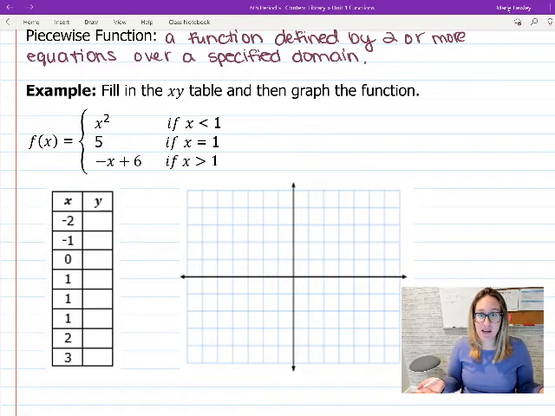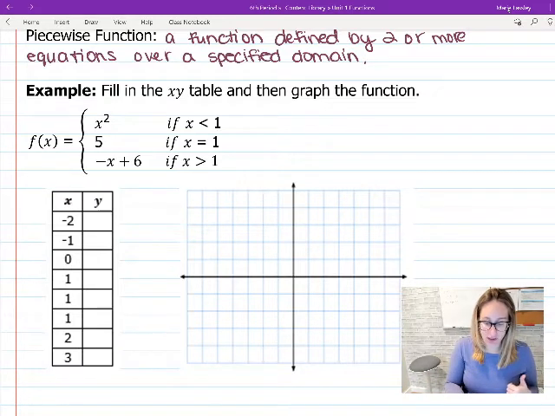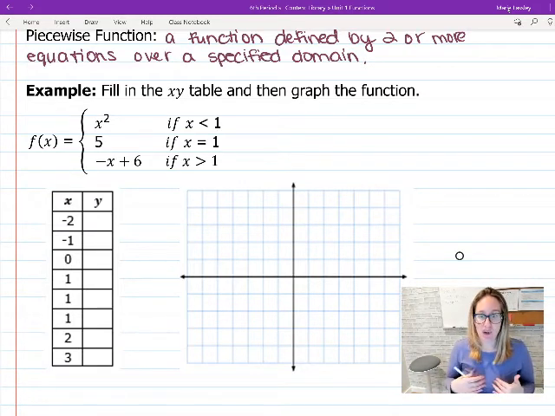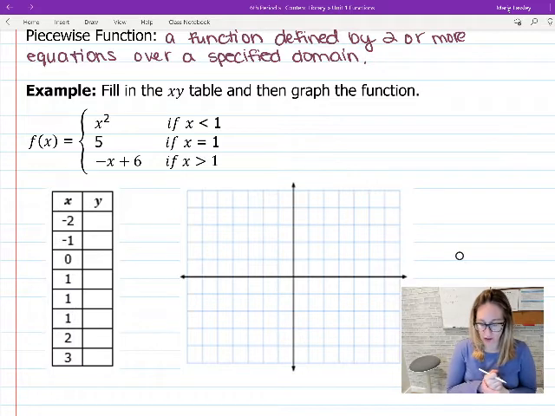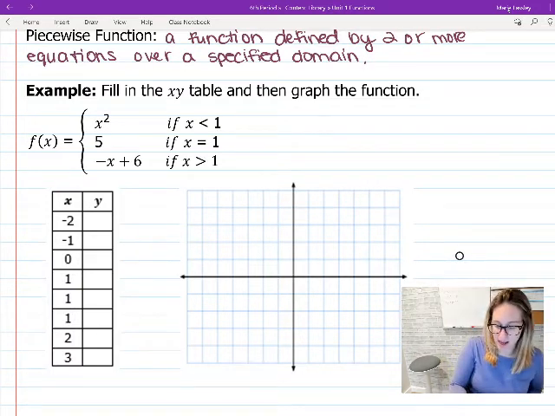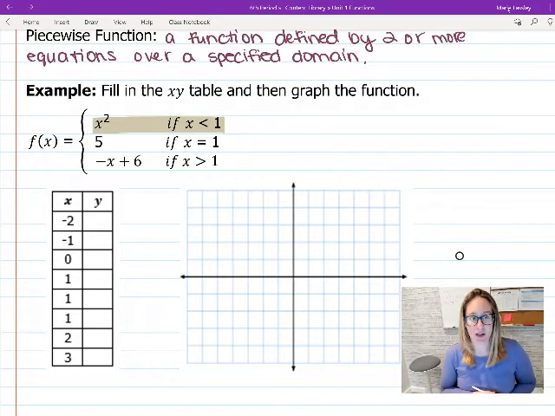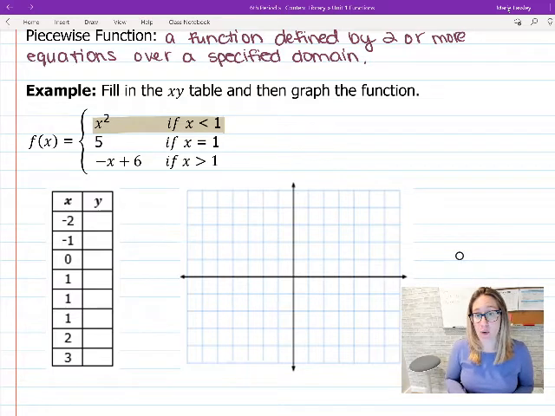So let's get into it. First things first, since we're going to the table next, because we want to fill in the table before we try and graph this, what I like to do is highlight. So we'll say we're going to use this equation if x is less than 1. Now this is going to require you to remember a little bit about graphing inequalities, the less than or equal to, greater than or equal to, those things.